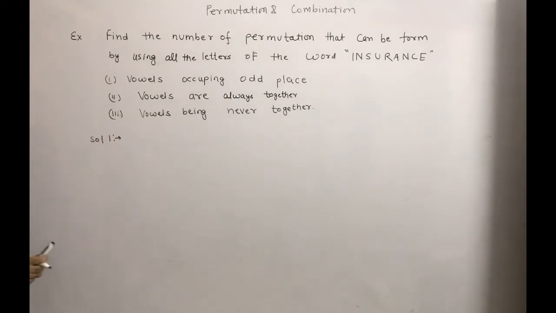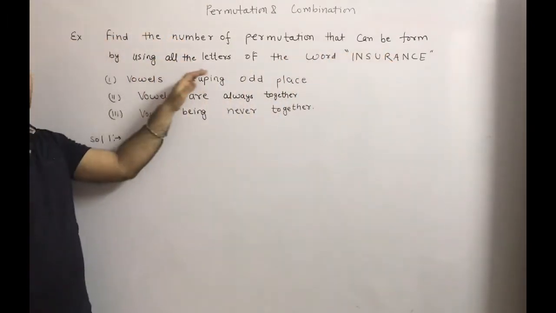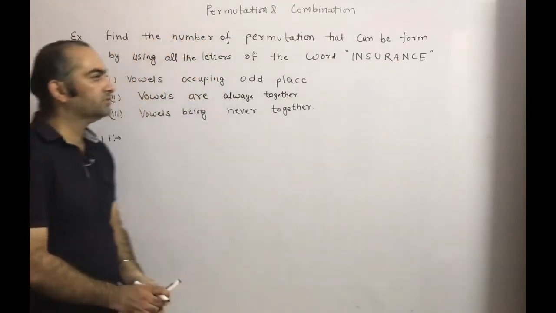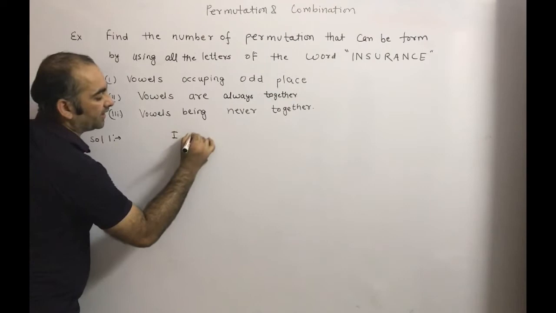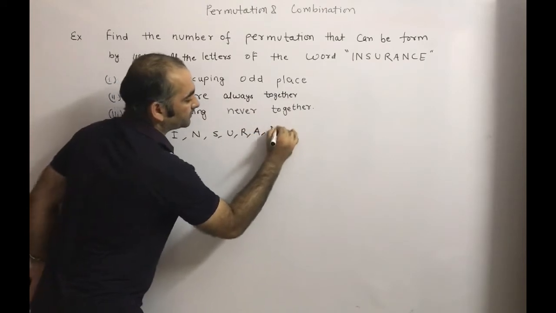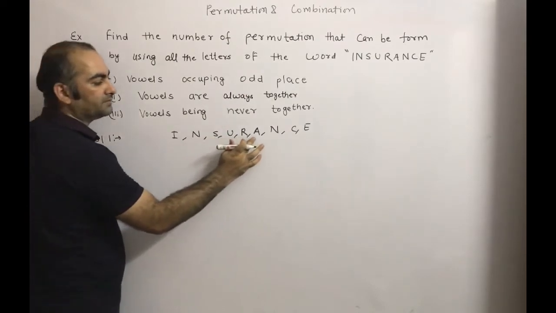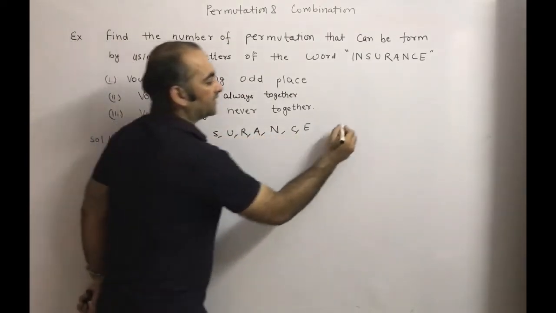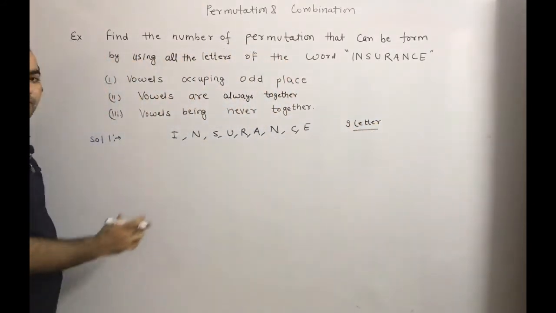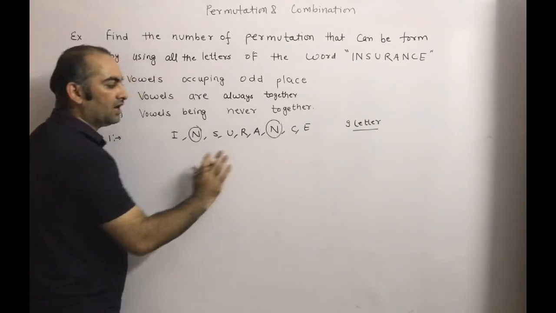According to the problem, what is given? Find the number of permutations that can be formed by using all the letters of the word INSURANCE. First we find how many letters there are. In INSURANCE we have I, N, S, U, R, A, N, C, E. If you count 1, 2, 3, 4, 5, 6, 7, 8, 9, we have 9 letters, and we have to use all the letters. Out of 9 letters, there are 2 N's, so 2 letters are repeating and the others are distinct.